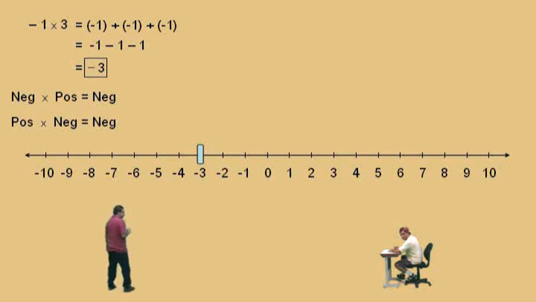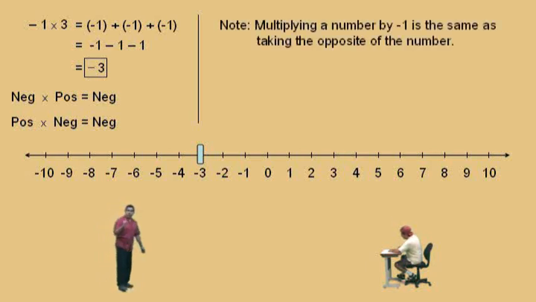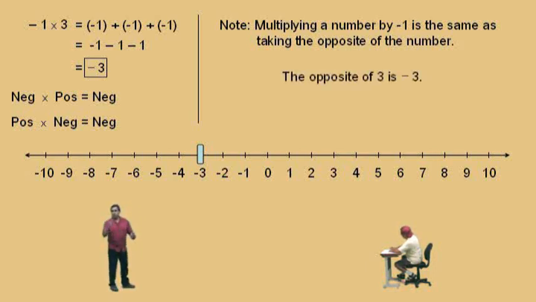Now, one thing to notice here, Charlie. We're going to talk about the opposite again. Notice, if you multiply -1 times 3, you get -3. Now, Charlie, what's the opposite of 3? -3. And so what we're seeing here is that multiplying a number by -1 is the same as taking the opposite of the number. Opposite of 3 is -3. -1 times 3 is -3. It's the same thing.